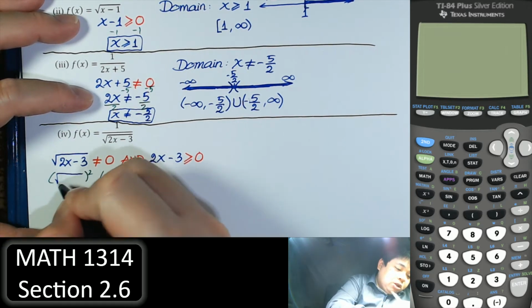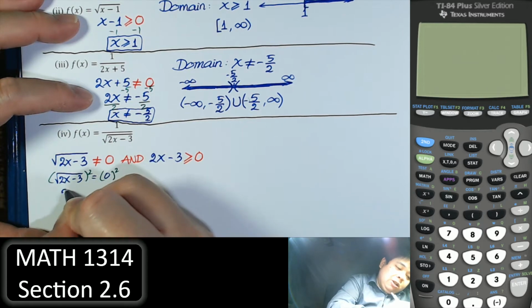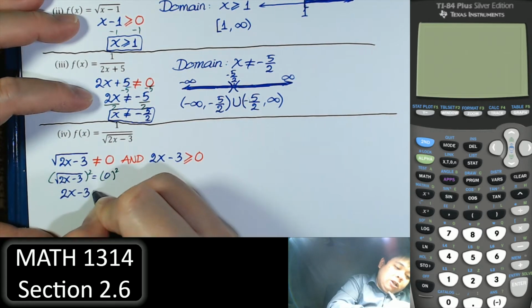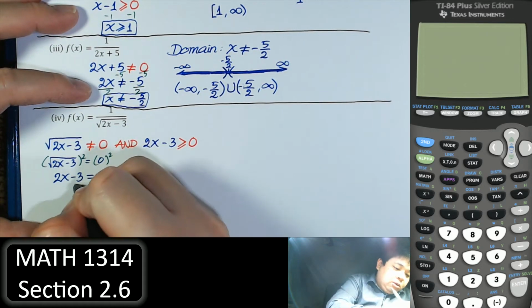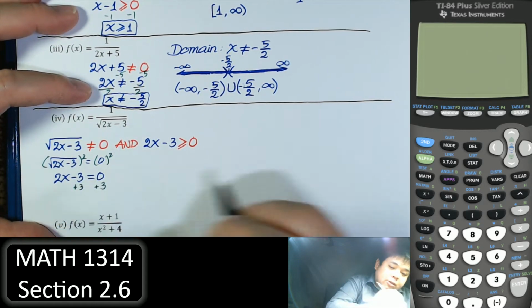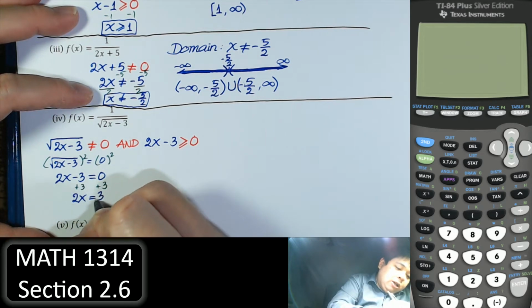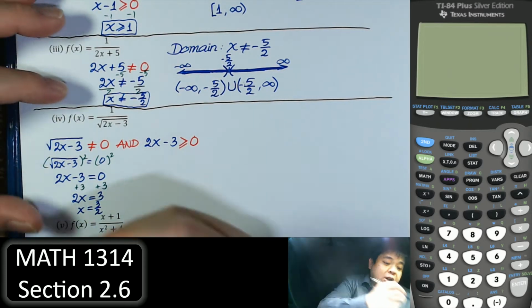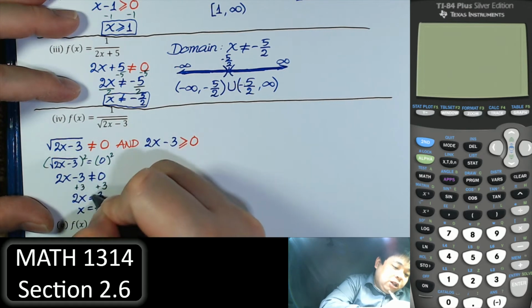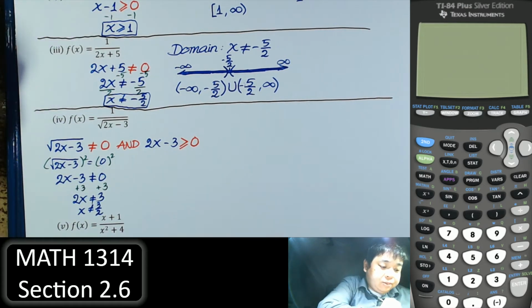When we square both sides, remember we should check the answer. So we have 2x minus 3 equal to 0, plus 3. So 2x equal to 3 and divide by 2, we have x equal to 3 half. And the thing is, this is not equal to, so we make it not equal to. Right, so x not equal to 3 half.